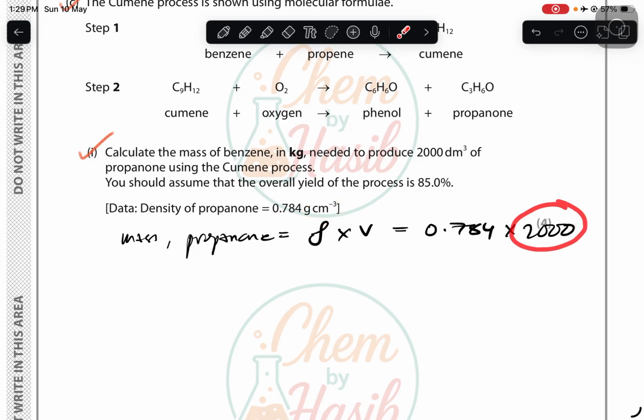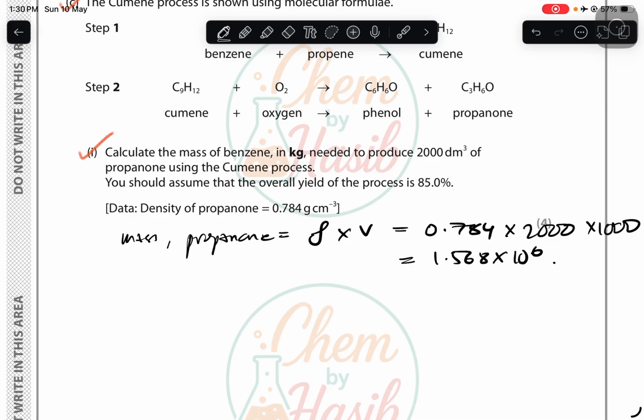You have to convert the cubic decimeter into cubic centimeters. So you have to multiply by 1000. So if you multiply by 1000, your answer comes out to be 1.568 into 10 to the power 6. So this is the mass of propanol that is required, right?